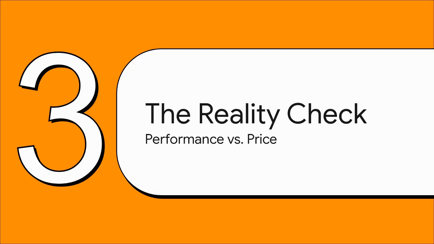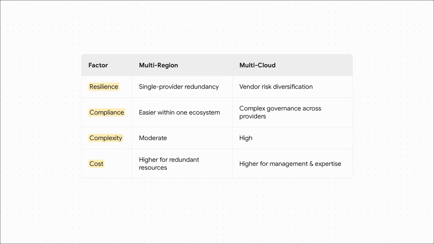Let's look at the hard data on what this all means for performance and, of course, for price. And this table really lays out that core tension, right? With multi-region, you get easy compliance and tools that all work together, but all your risk is in one place. Multi-cloud spreads out that risk, but it explodes the complexity, which can actually lead to compliance gaps and requires a ton more management effort. And notice how cost is a factor on both sides. It just shows up in different ways.